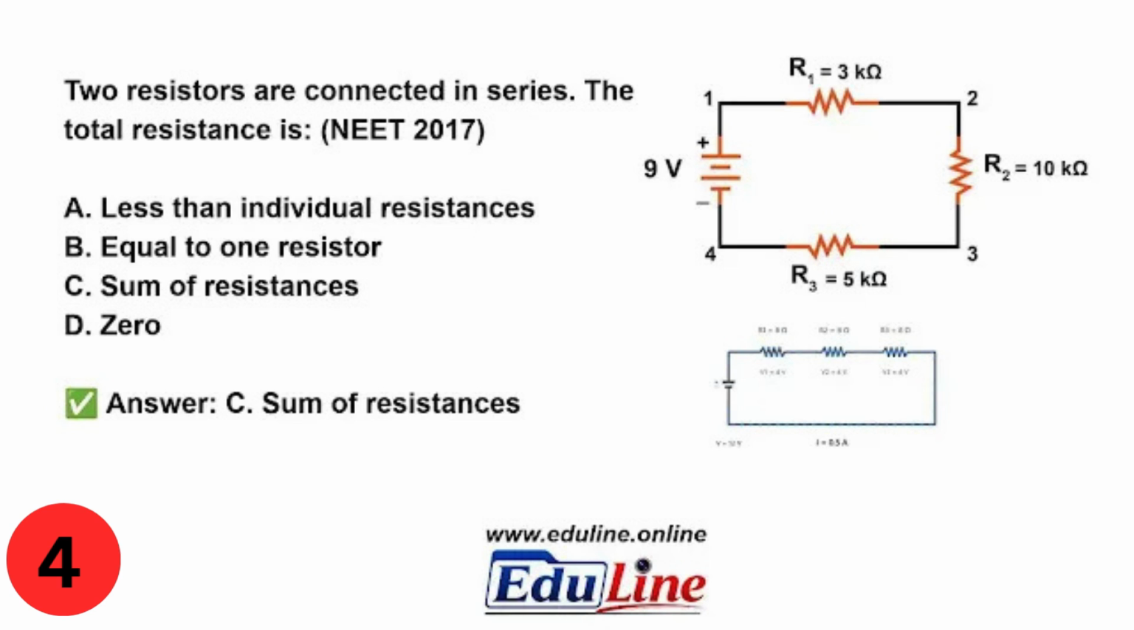Solution. When resistors are connected in series, the current flows through each one in sequence. The total resistance is obtained by adding the resistance of each resistor together. Therefore, the overall resistance increases. Answer. Option C, sum of resistances.